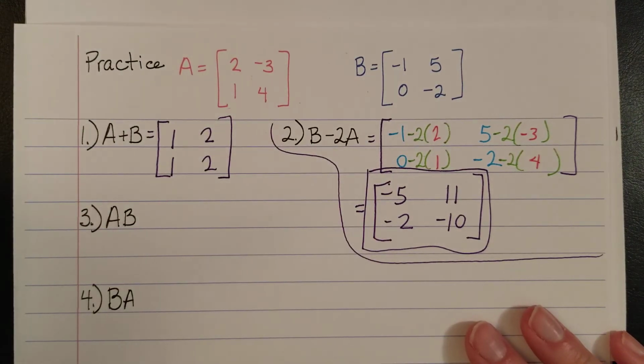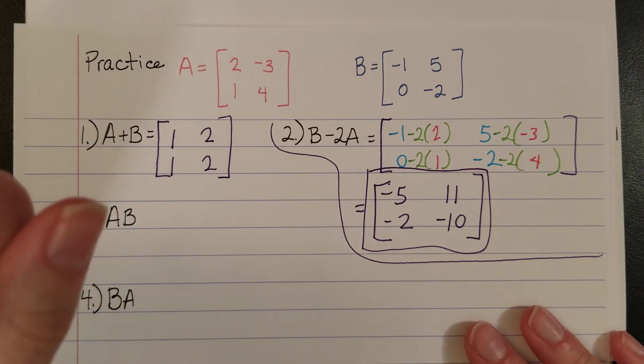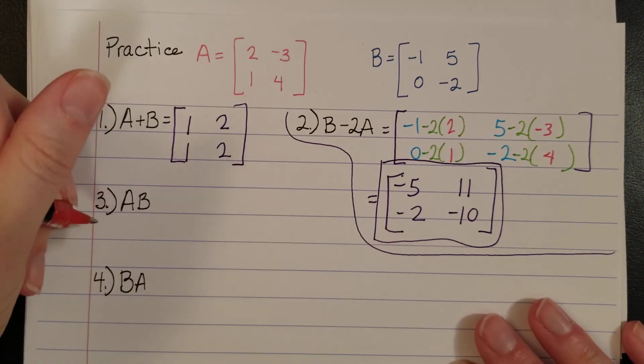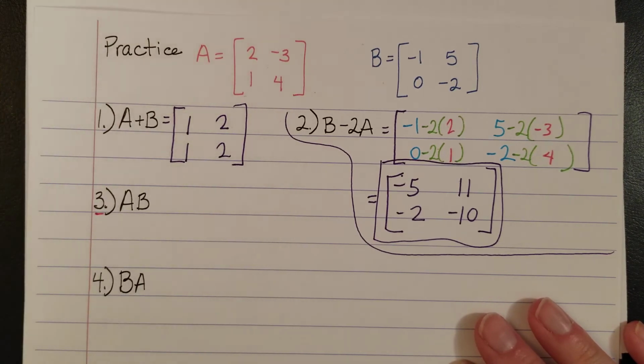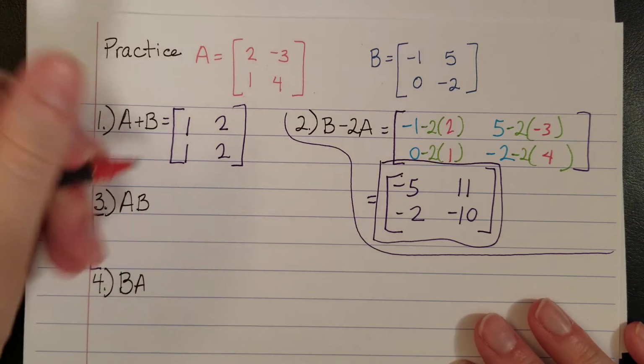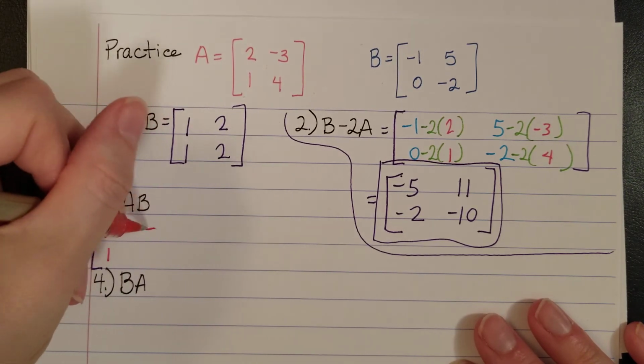All right, and let's see, A and B are both 2 by 2. So that means both AB and BA will be defined. They are possible to do. So A times B, and the answer is going to be a 2 by 2.